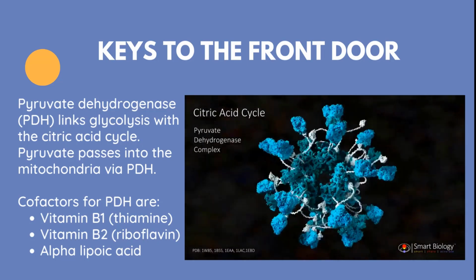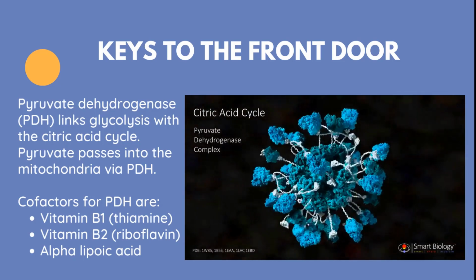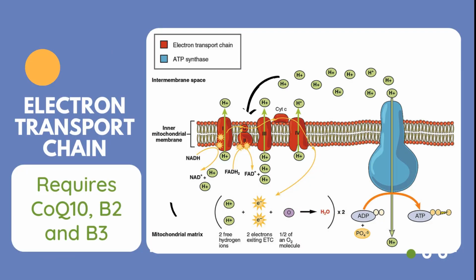E3 is dependent on B2, and then alpha lipoic acid is the cofactor for subunit E2 of this enzyme. So really important step, and one that I wanted to highlight. And so here we have the electron transport chain, sort of the last step of mitochondrial function. And it requires, yes, CoQ10, vitamin B2, and vitamin B3.